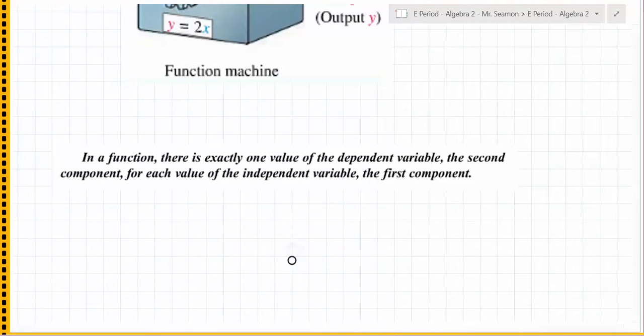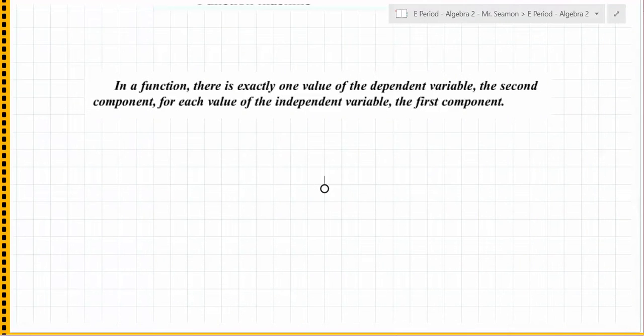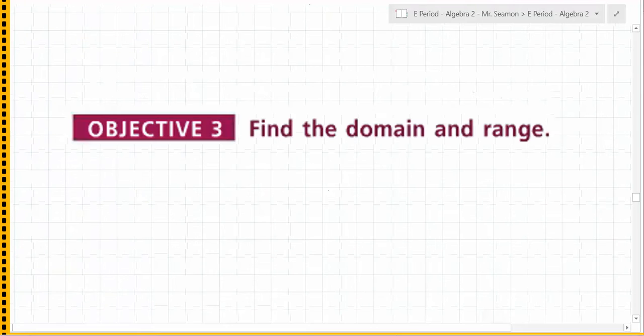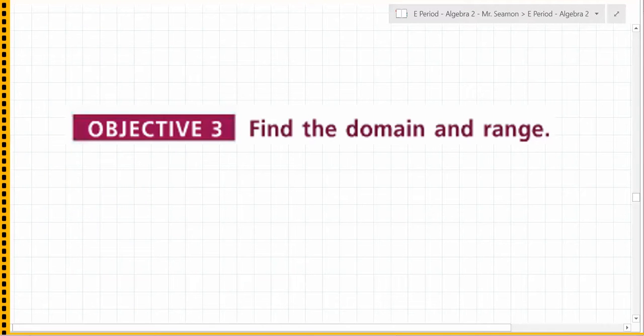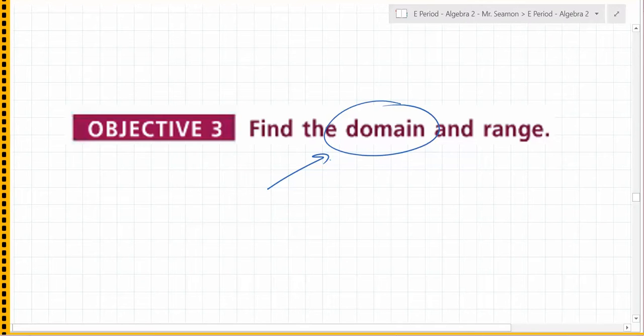Again, here's that phrase that we started with. In a function, there is exactly one value of the dependent variable, the second one, for each value of the independent. Excellent. I've seen these 2 words before. A few of you maybe? SSATs. SSATs, nice.